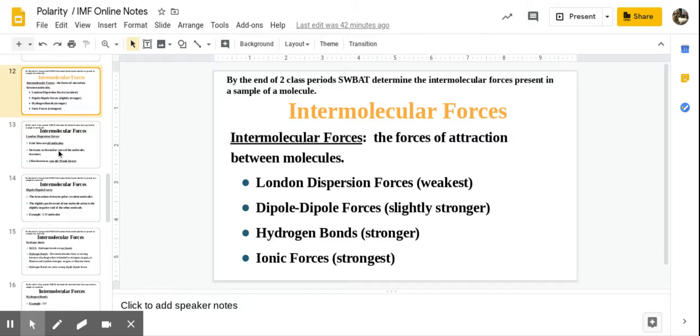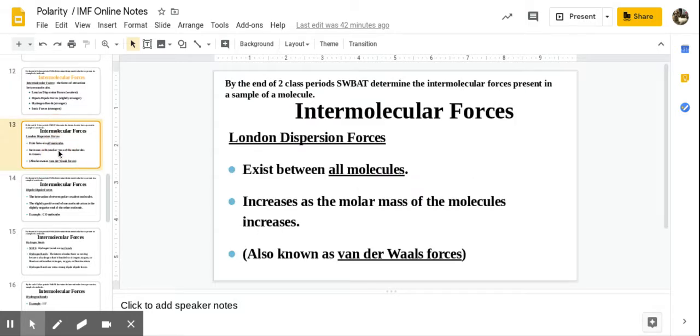The first one we're going to talk about is London dispersion forces. London dispersion is also known as van der Waals, but I use London dispersion, which is abbreviated LDF. Okay, they exist between all molecules. So the principle behind LDF is that electrons are constantly moving. That's something that I've talked about in my classes, and I'm sure your teachers have also mentioned. They're constantly in motion. Okay, so our molecules and atoms and all this stuff, constantly in motion.